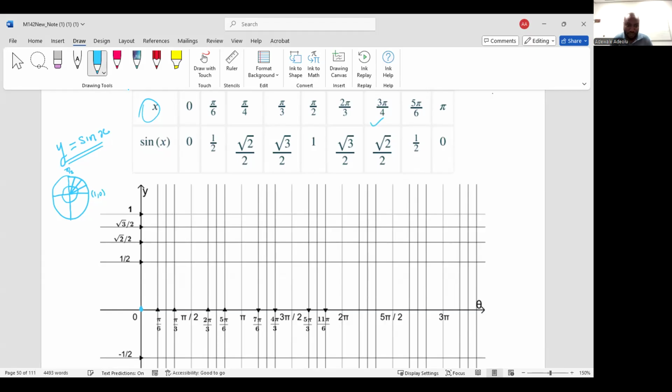When x is 0, sine of 0 is 0. We know that also from the unit circle. When our angle is pi over 6, the y value is 1/2. When it is pi over 4, it is root 2 over 2. When it is pi over 3, it is root 3 over 2. When our input is pi over 2, the output is 1 for sine. And when it is 2 pi over 3, we have this. The next one is here, and when it is pi, it is 0.